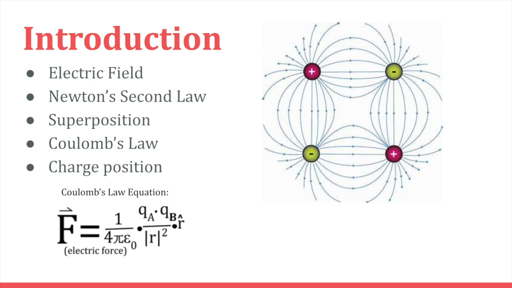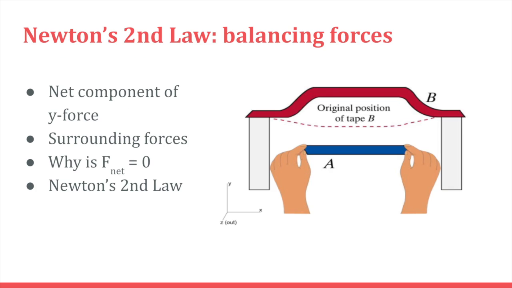And Coulomb's law, which is the formula we use, speaks to the quantity of the force between two charged particles, and it is embodied by the equation F equals 1 over 4 pi epsilon naught times charge A times charge B all over the magnitude of r squared times r hat, or the unit vector.